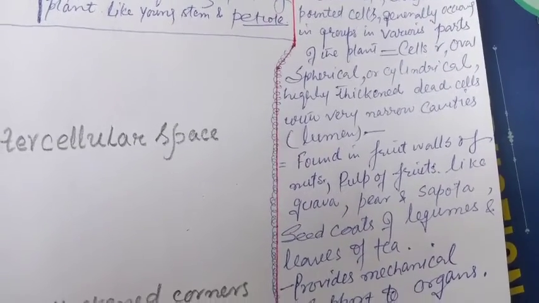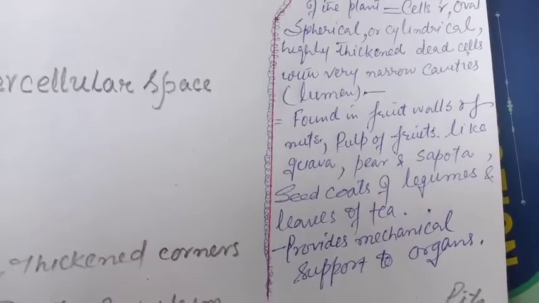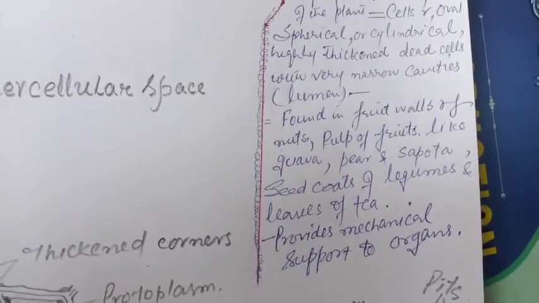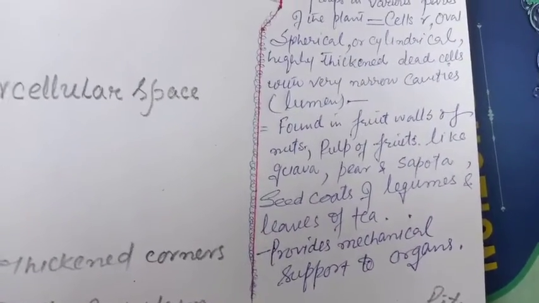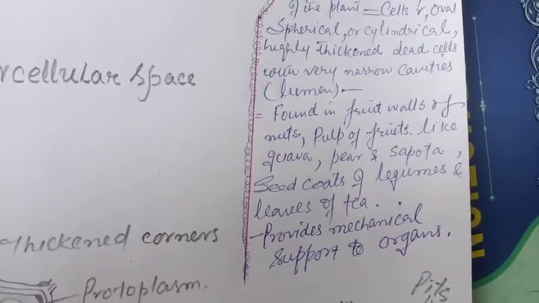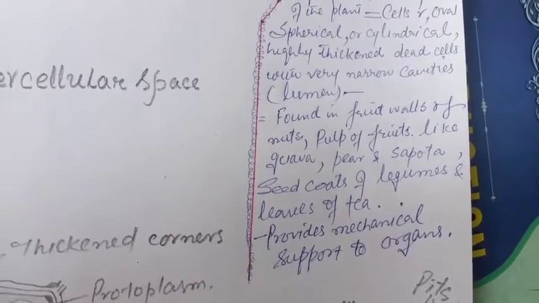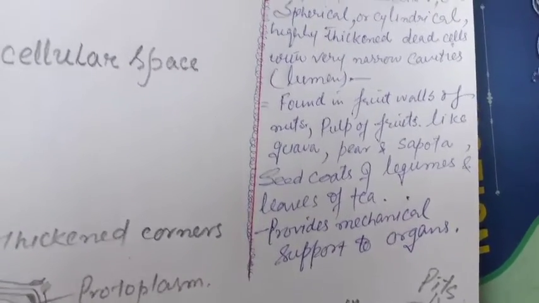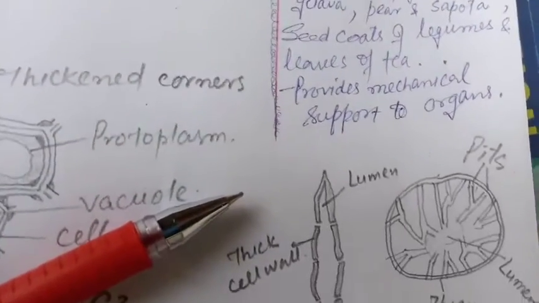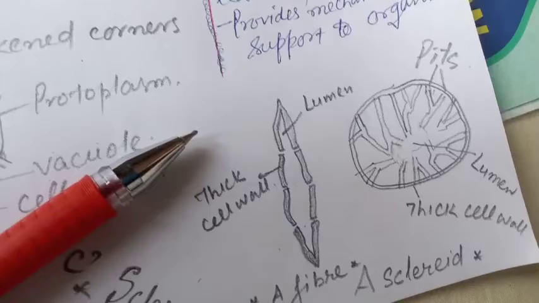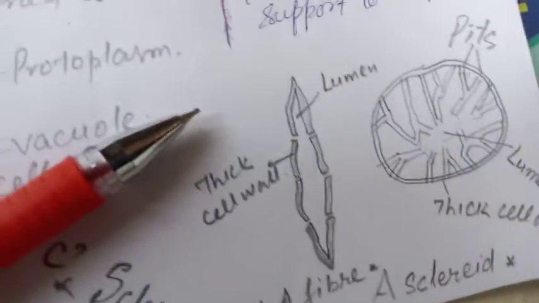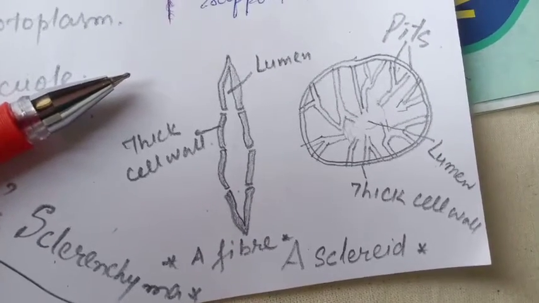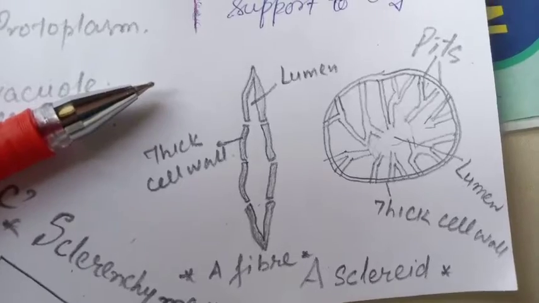These have narrow cavities or lumen, and the cells are found in the fruit walls of nuts, pulp of fruits like guava, pear and sapota, and seed coats of legumes and leaves of tea. And these have the function to provide mechanical support to the organs. Here you may see a sclereid, and this on the left side of your screen is the fiber, and together this is the sclerenchymatous tissue.